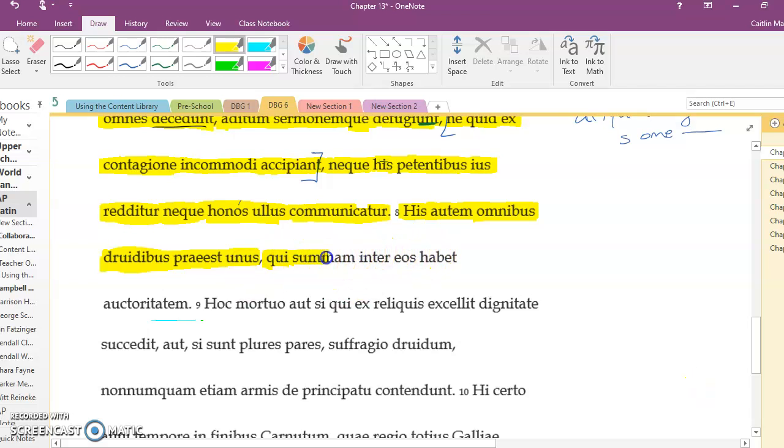One guy who summam inter eos, and I'm like, summam, what's that going with? It's an adjective. It's going with auctoritatem. So my relative clause is from qui, and it would normally end at the habet, but the adjective is after the verb here. Right? But for omnibus druidibus, praeest unus, the dude who inter eos habet summam auctoritatem. Hoc mortuo, looks ablative to me. It doesn't have a participle, but there's two words in the ablative case, and one's an adjective, so it's missing a participle that's something like being, but this is an ablative absolute. With this guy being mortuo, either if qui ex reliquis excellet dignitate succedit, or if sunt plures pares, suffragio druidum, nonnumquam etiam armis de principatu contendunt.